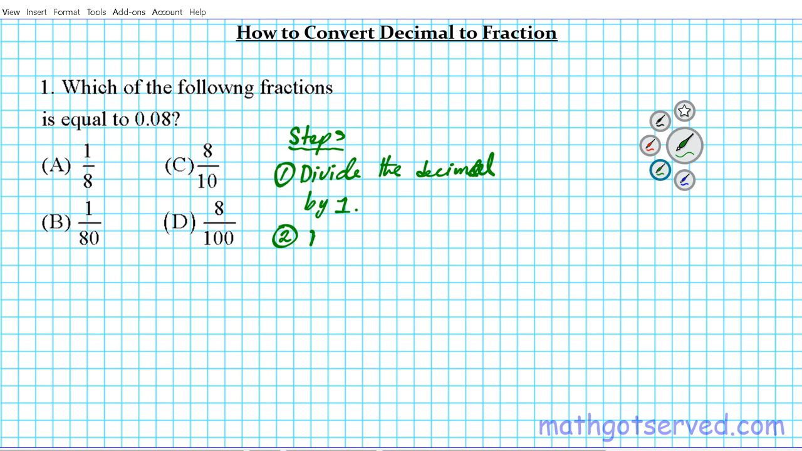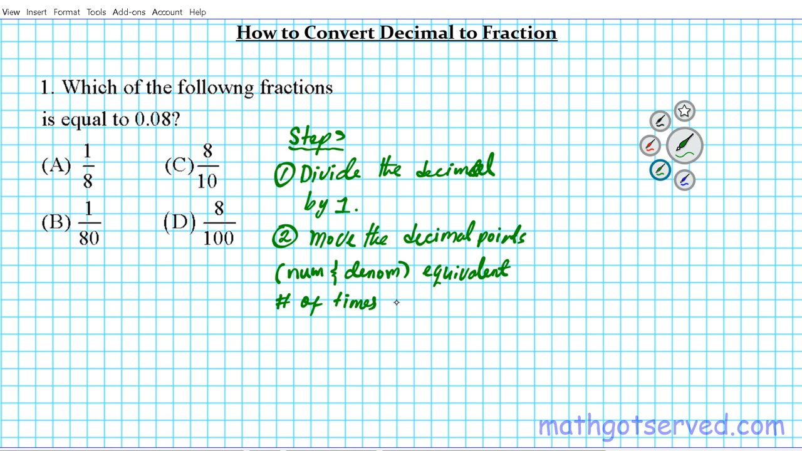Okay, let's write that down. So you're going to move the decimal points. When we're talking about the decimal points, we're talking about the decimal points in the numerator and denominator. So you're going to move the decimal points in the numerator and denominator an equivalent number of times, and the focus is on the numerator, until the numerator is no longer a decimal.